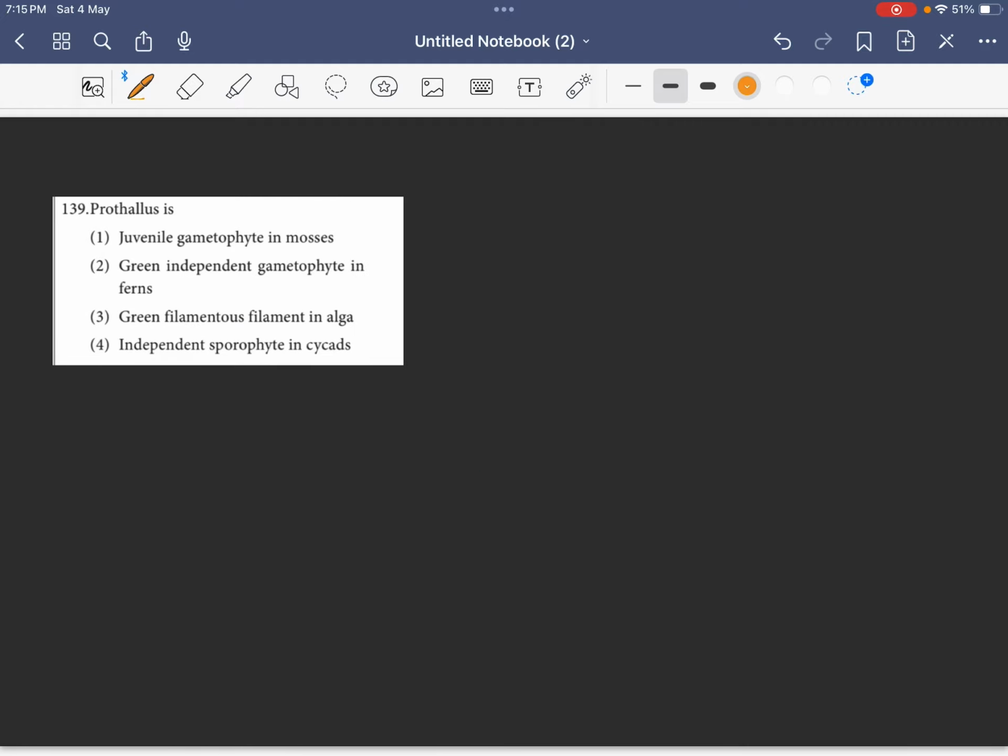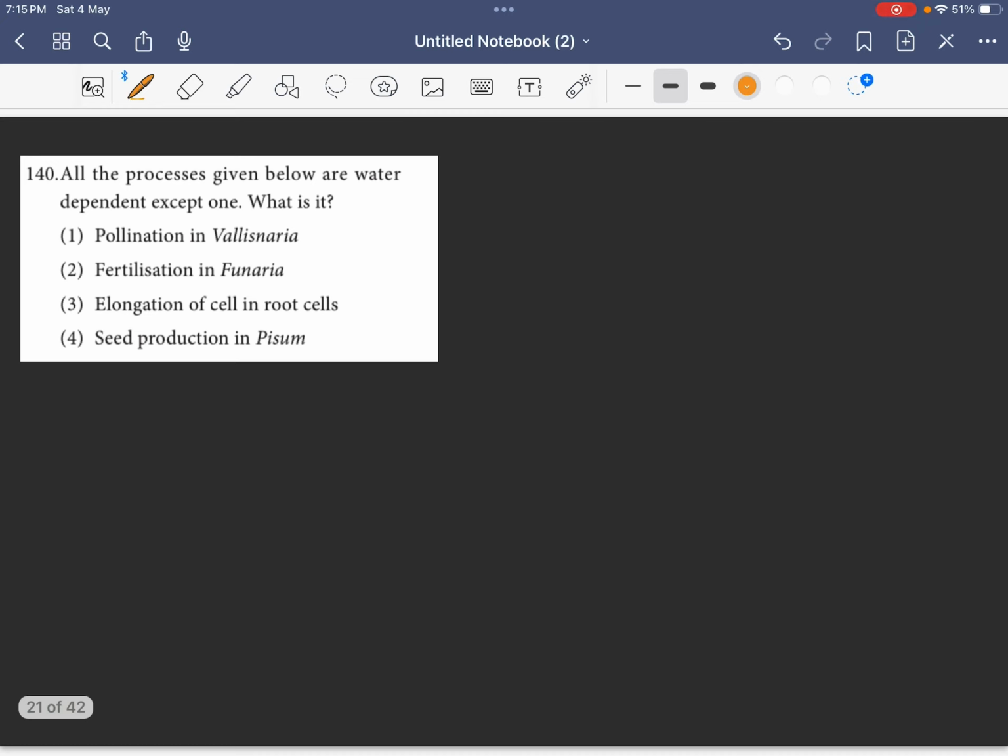Prothallus, no doubt, prothalli are the green independent gametophyte in the fern, right? So the answer is 2. All the processes given below are water dependent except one. What is it? Pollination in Vallisneria, it is true, water is needed. Fertilization in Funaria needs water. Elongation of the cell in the root requires water, and seed production in Pisum doesn't require water. So the wrong statement here, the exception that does not require water, is the fourth one.